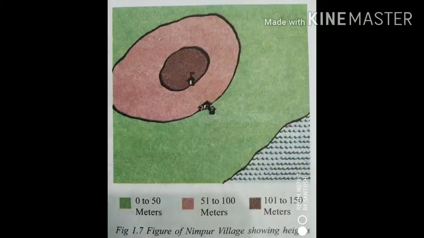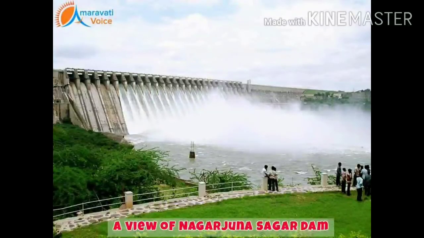Two questions are already given. These are student activities. What is the color given to the area adjacent to the sea? The color is green. Next question, what is the color given to the highest region in this map? That means deep brown. Maps showing height are very essential when roads or dams are constructed.